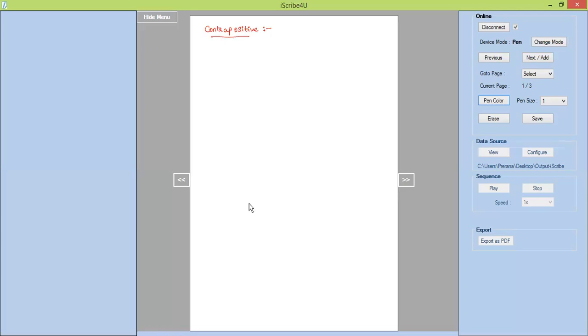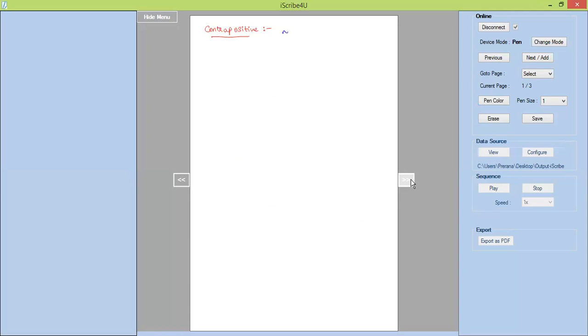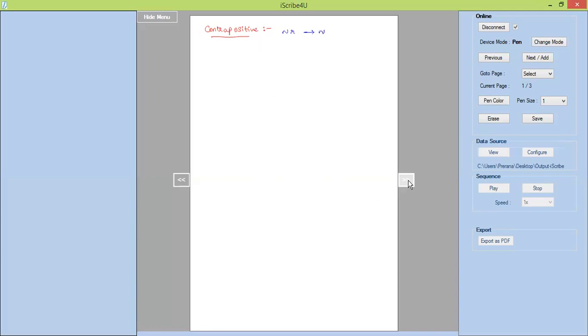So negation Q means negation R. Negation R conditional negation P. So negation of P and Q. Again using De Morgan's law for the second expression, I can write it down as negation P or negation Q.